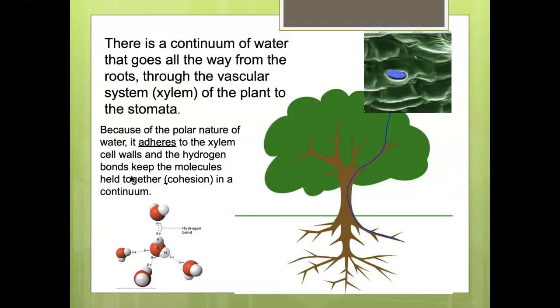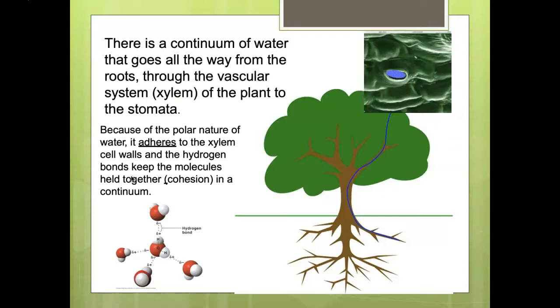There is what's called a continuum of water that goes from the very tips of the roots all the way up to the stomata of the leaves. It's a continuum built on what's called the vascular system. Kind of sounds similar to what we have in our bodies, and it's made up of the xylem of the plant. Remember, back to our discussion of different properties of water. Water has two properties that make it unique: the way it adheres and the way there's cohesion within the molecules.